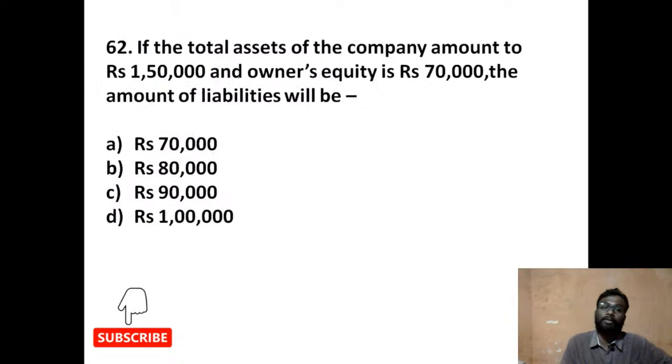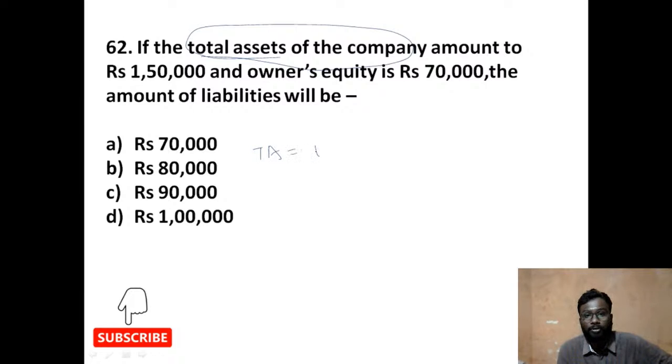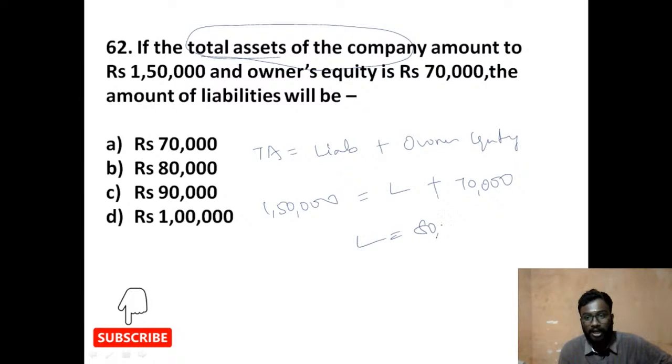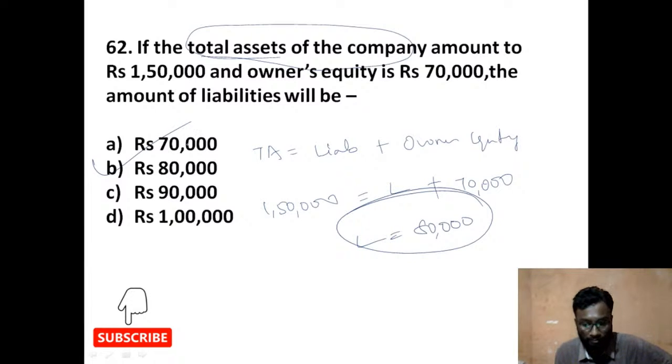If the total assets of a company amount to rupees 1,50,000 and owner's equity is 70,000, the amount of liabilities will be? Try to understand guys, total assets is equal to liabilities plus owner's equity, isn't it? So our total assets is 1,50,000, which equals liabilities plus owner's equity of 70,000. So liabilities is 80,000. Option B is the right answer.